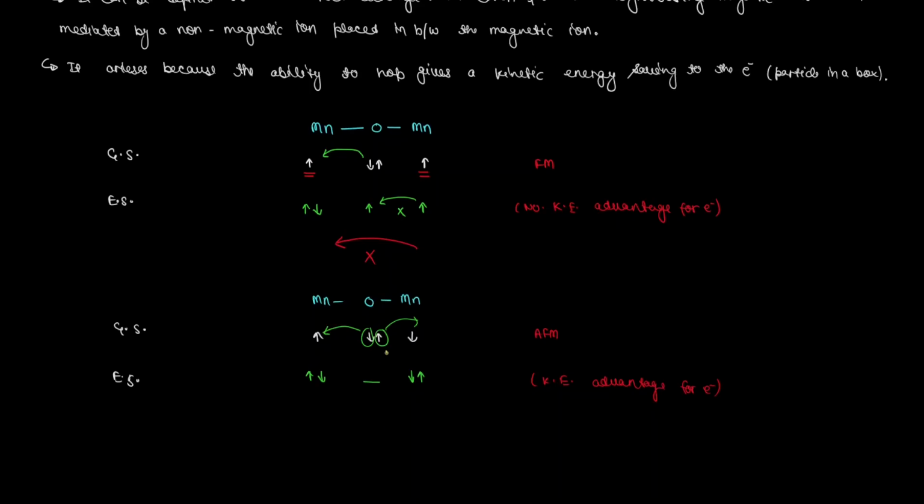Now there can be another possibility where this up spin electron from oxygen goes to manganese, and this up spin electron from the second manganese ion comes to fill the vacancy here. So in that case, the electronic configuration will be like, there will be nothing in the first manganese ion, and then there will be down up and then down up. So as a whole process, this electron from the first manganese ion has jumped to the second manganese ion. Therefore, there is a kinetic energy advantage for the electron in the excited state.